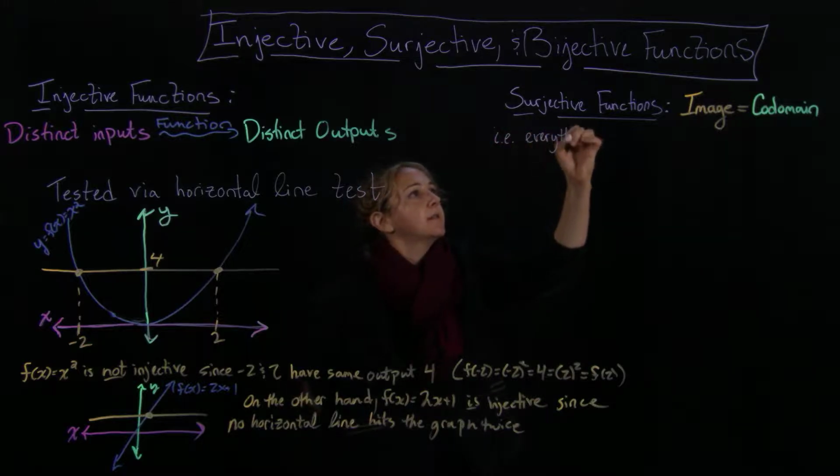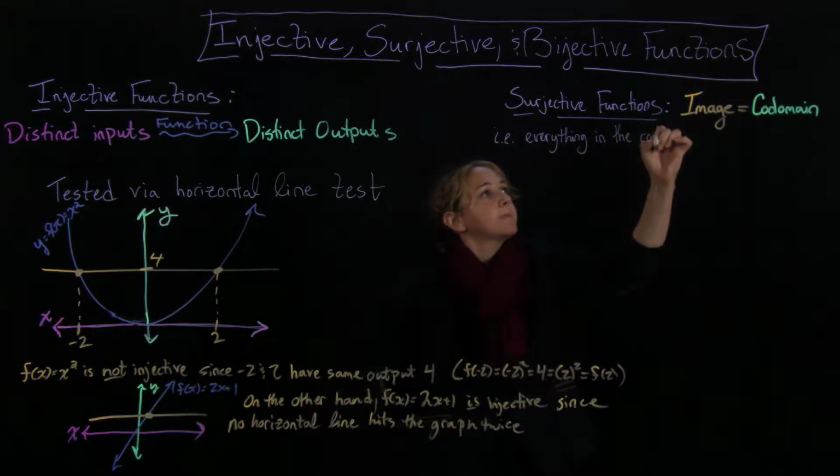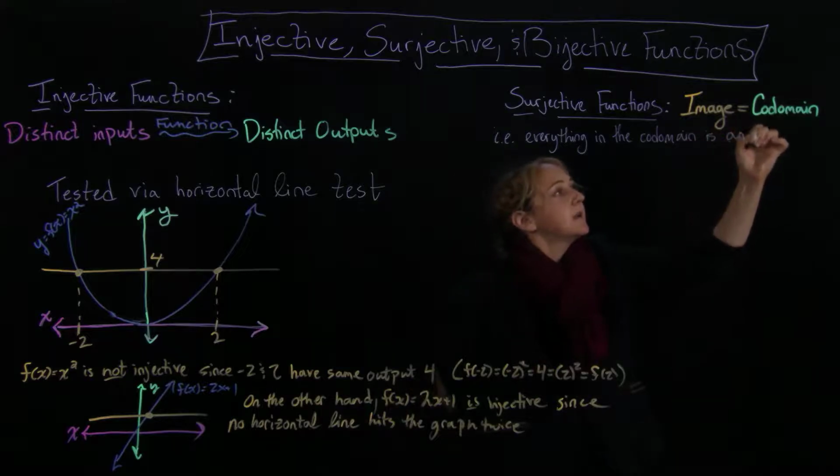So everything in the codomain is an output.